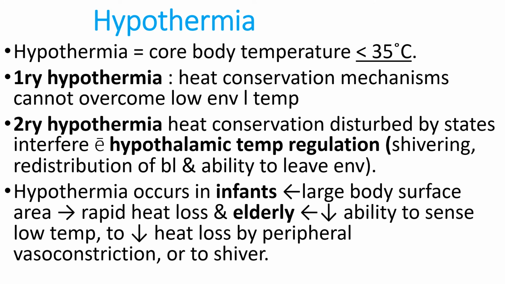Shivering, redistribution of blood, and ability to leave environment. These are the hypothalamic temperature regulation. Hypothermia occurs in infants because they have large body surface area, which leads to rapid heat loss, and in elderly due to their decreased ability to sense low temperature, to decrease heat loss by peripheral vasoconstriction, or to shiver.